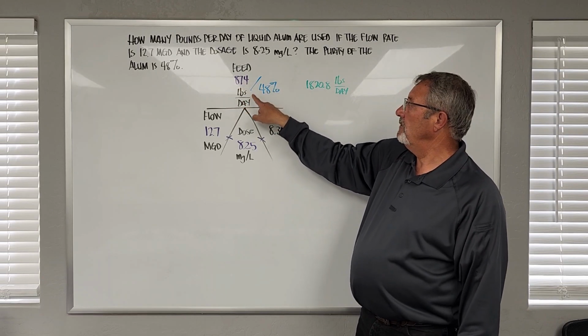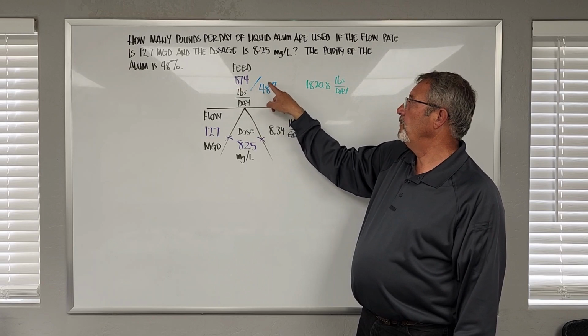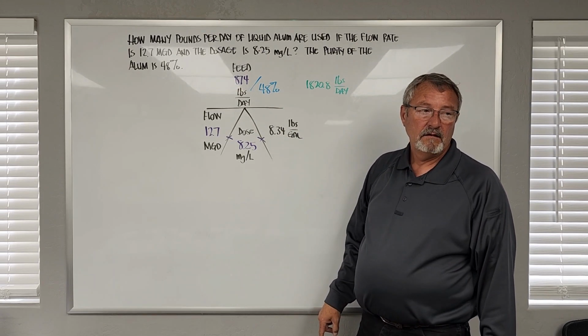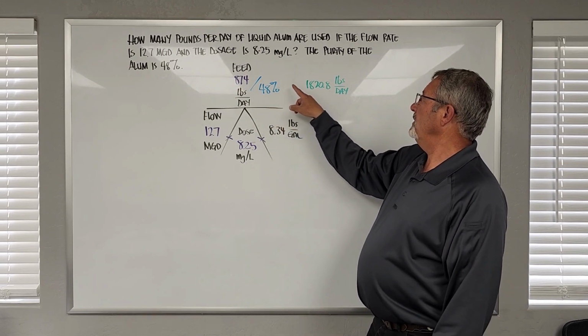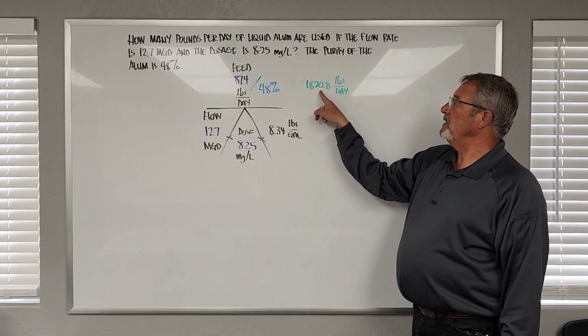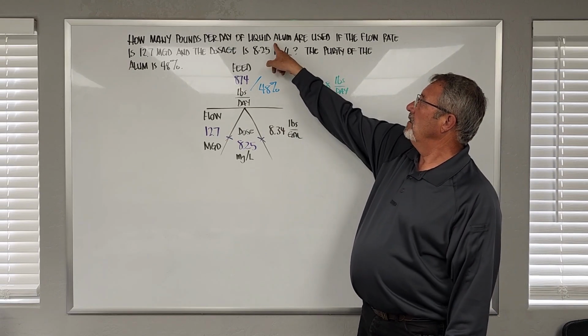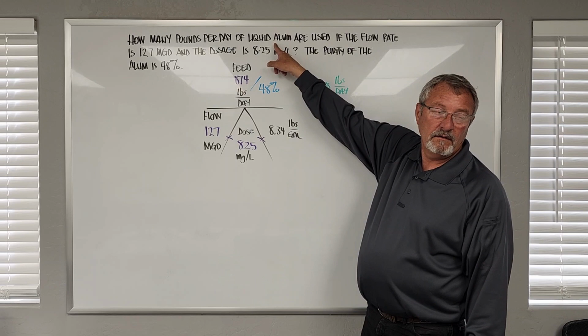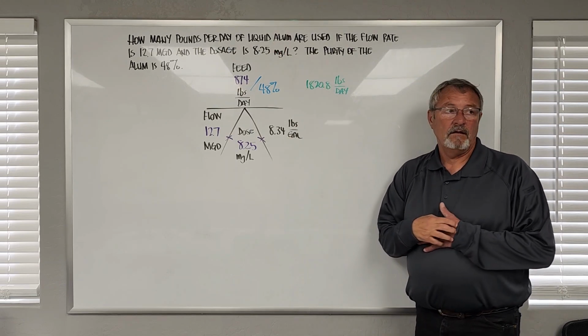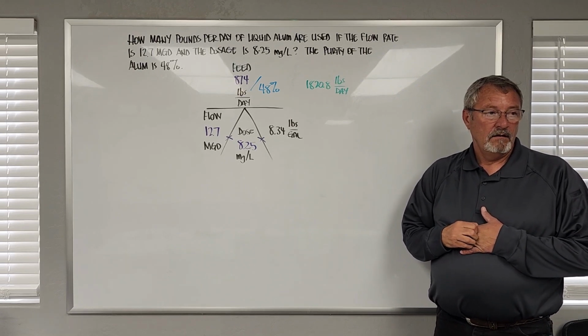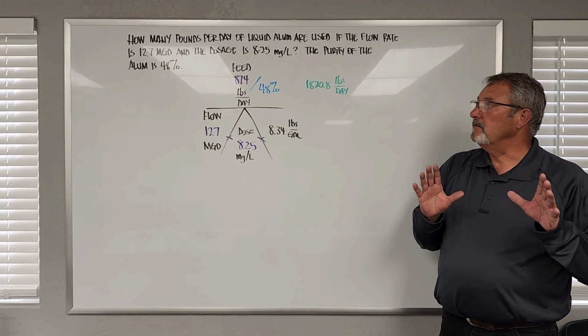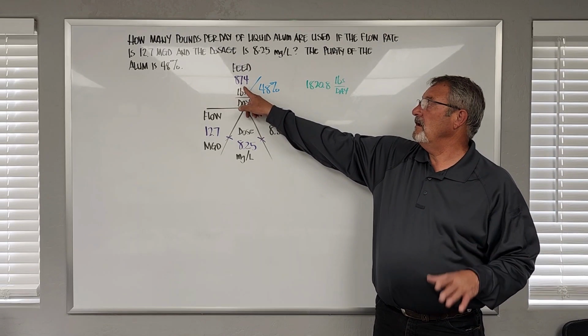That's to get the 48%. So if I divide it by 48%, then what that's giving me is how many pounds per day of the liquid alum that I need to have on hand. So your 1820 is your 100%. No. Well, hold on. The 100% is the 874.